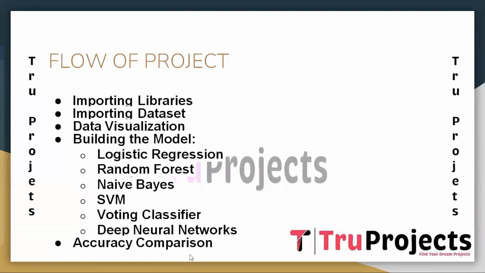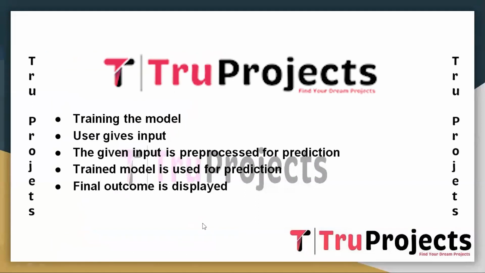And the fifth step is the accuracy comparison graph. After training all the models, the accuracy is compared using the appropriate evaluation metrics. And the next step is training the model. The selected best performing model is trained on the dataset using an appropriate training algorithm. The model learns from the input features and makes accurate predictions for the class label.